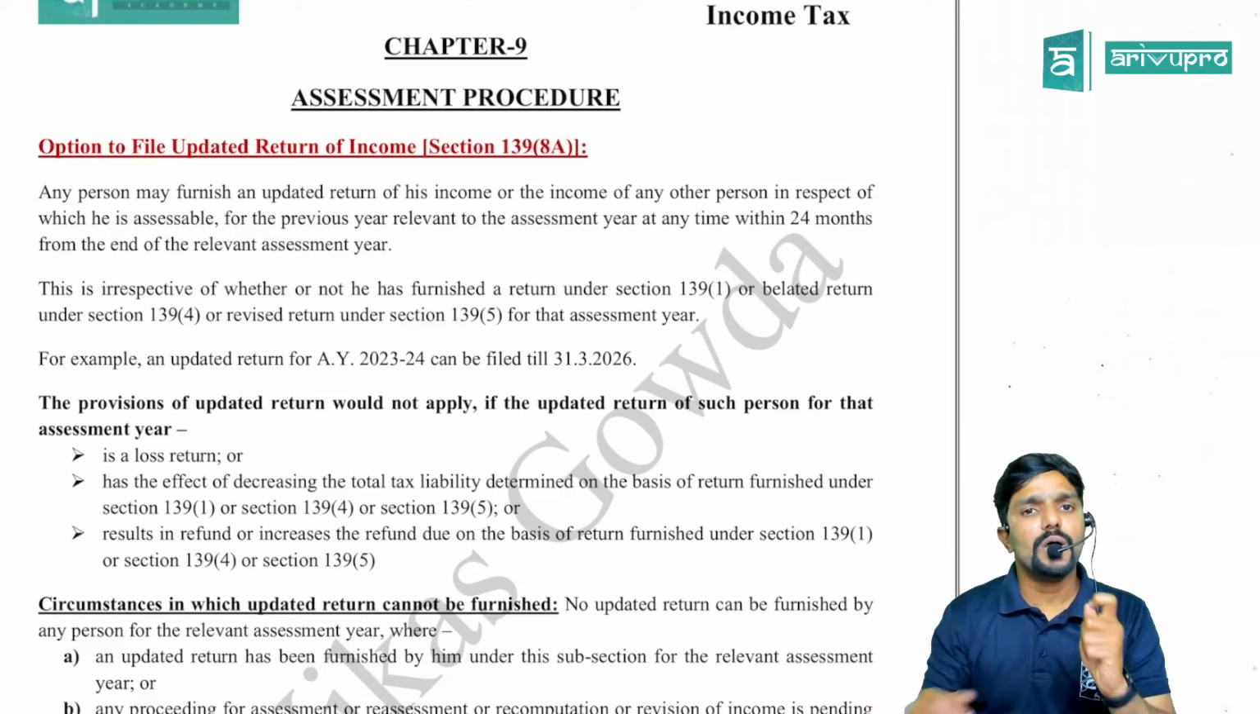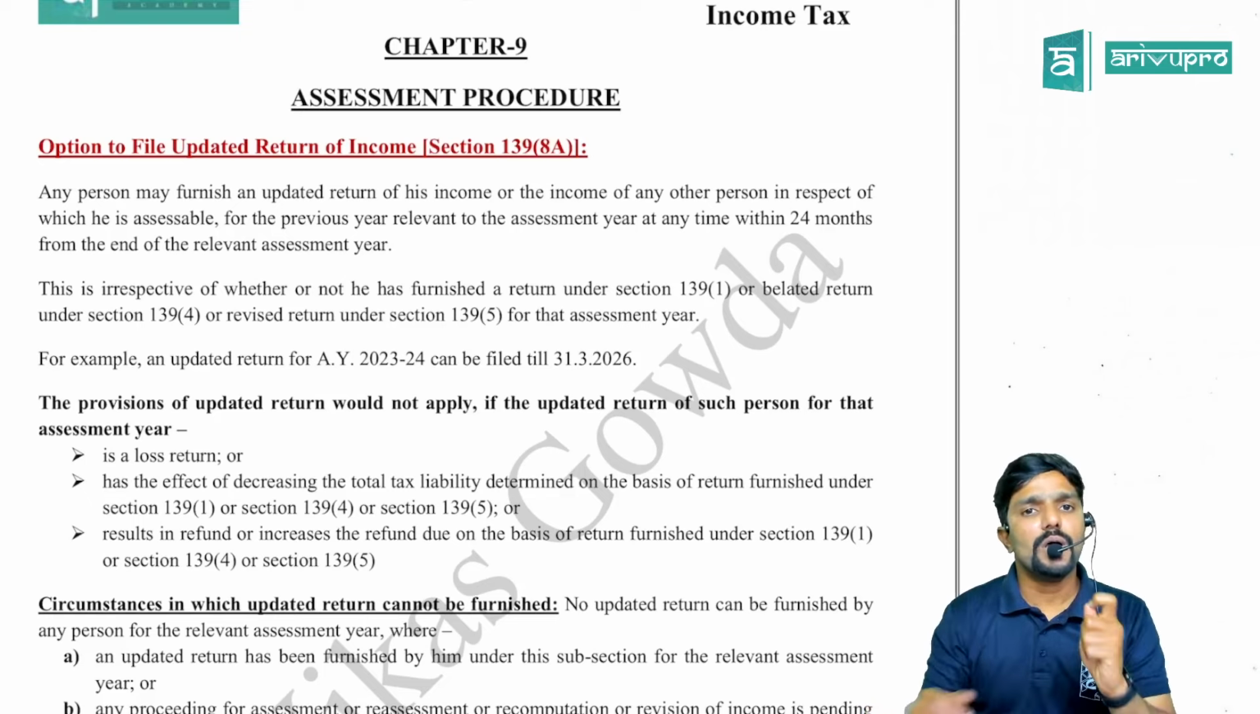Okay, the first point is like this: if such return is furnished after the expiry of the time available under section 139(4) or (5), means the time limit for belated return and revised return is over. If it is not over, you can file a belated return only or a revised return only. Why will you file an updated return? Because when you are filing a belated or revised return, there is no additional tax. Maximum there will be a late fee, that's all.